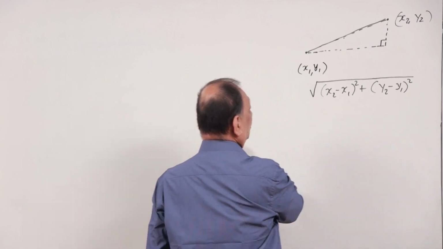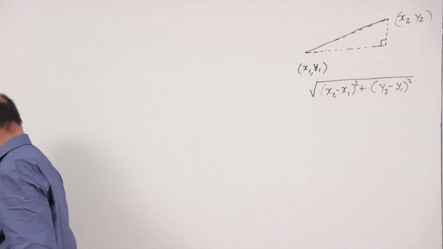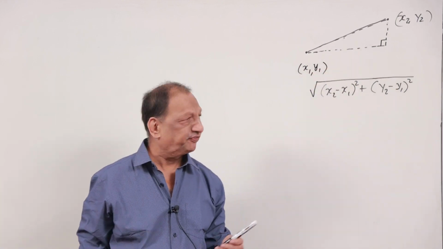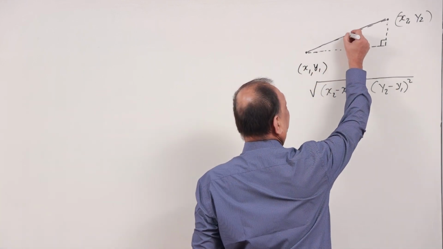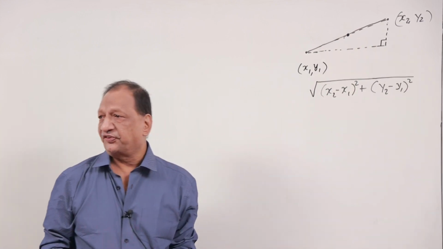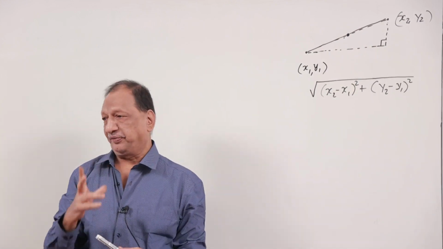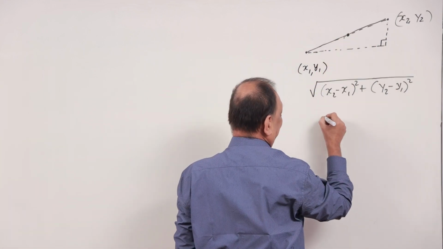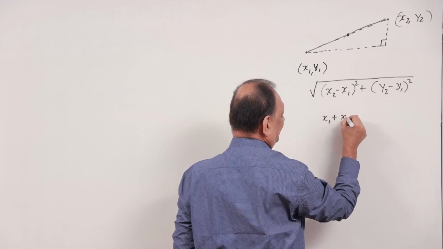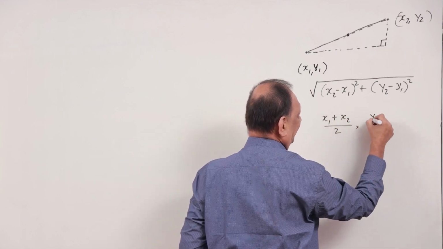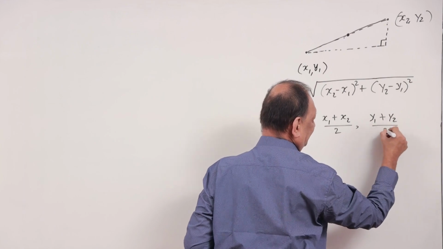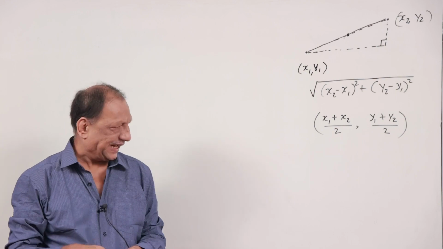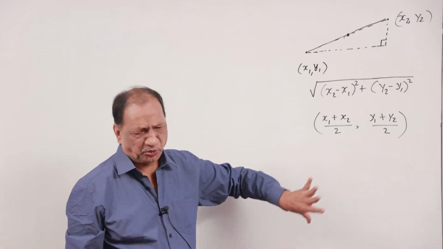Now, many times we need to find a point in between also. Supposing I want to find the center point. Like if I am drawing a median, for example, I need to find the midpoint of a side, correct? So how do you find the center point? By symmetry, I can write down the coordinates of the center point as x1 plus x2 by 2, comma, y1 plus y2 by 2. This will be the center point between these 2 points. I have written it by symmetry, but we want to prove it also.